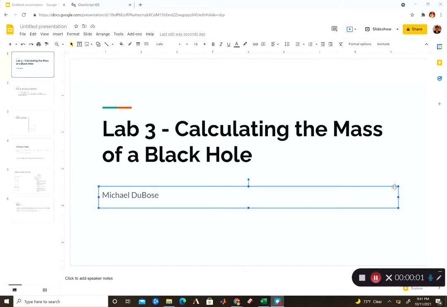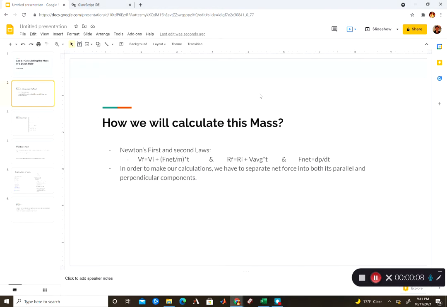This is Michael DuBose again, and for our third lab this semester, I'll be calculating the mass of a black hole. So how would you calculate this mass? Well, first of all, you need to understand Newton's first and second laws.